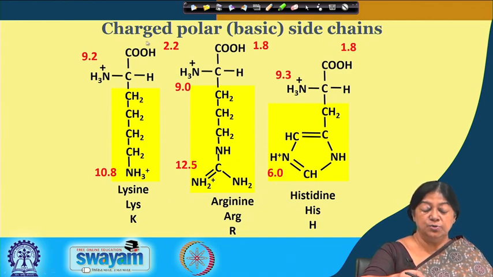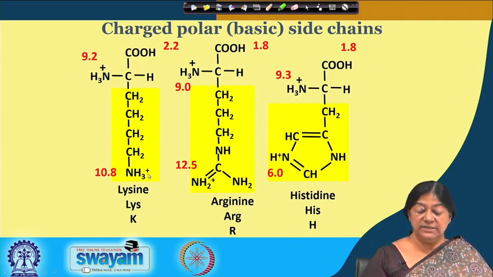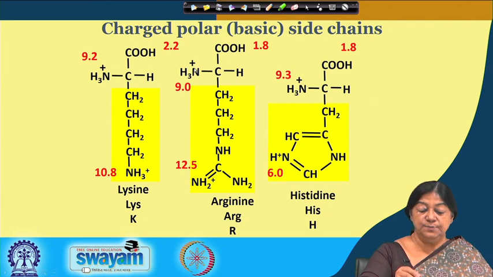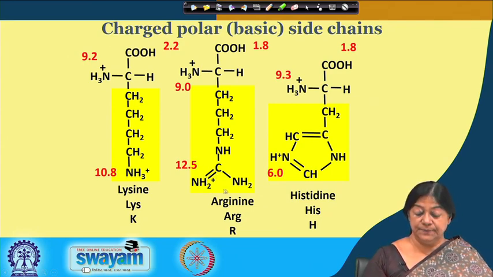The first proton to be lost is going to be the carboxylic acid one. The next proton, if we look at the pK values now of the side chain and the amino group connected to the alpha carbon, then we see that this value is lower, which means that this proton is going to be lost before this proton. The same with arginine. It is this proton that is going to be lost before this proton is lost.